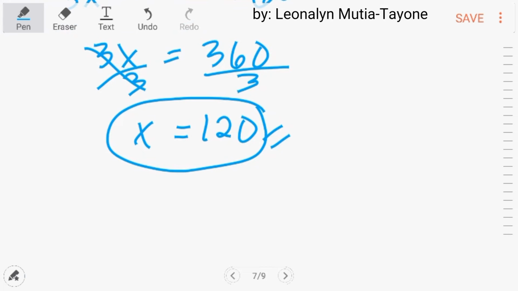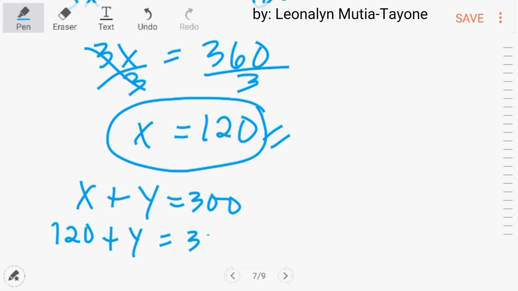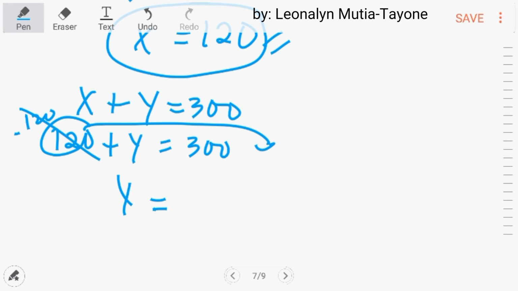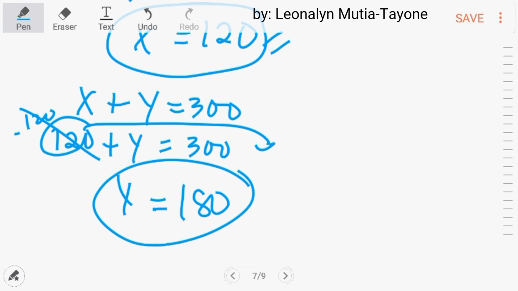Now, may value na tayo ng x. So, x plus y equals 300. Yung value ng x, 120 plus y equals 300. I-transpose natin, ma-isolate na si y dyan. So, 300 minus 120. Kasi nag-minus tayo ng 120 to both sides para mawala na siya dyan at isolate na si y dito. 300 minus 120 and that is 180. So, ang value ng y is 180.